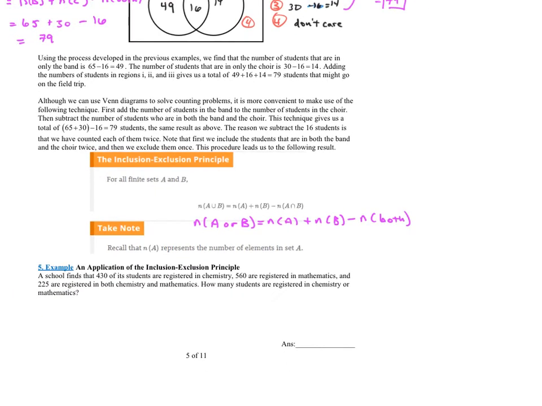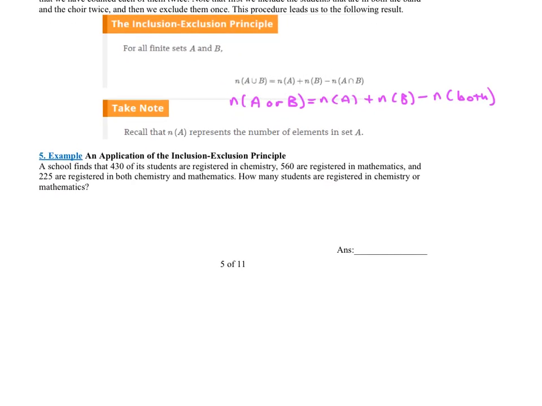So let's take a look at this and see how that inclusion-exclusion principle could help us. Well, it helps us so we don't have to create the Venn diagram. We don't have to find regions 1, 2, and 3 and then add them together. We can just jump straight into the formula. So let's give it a try.